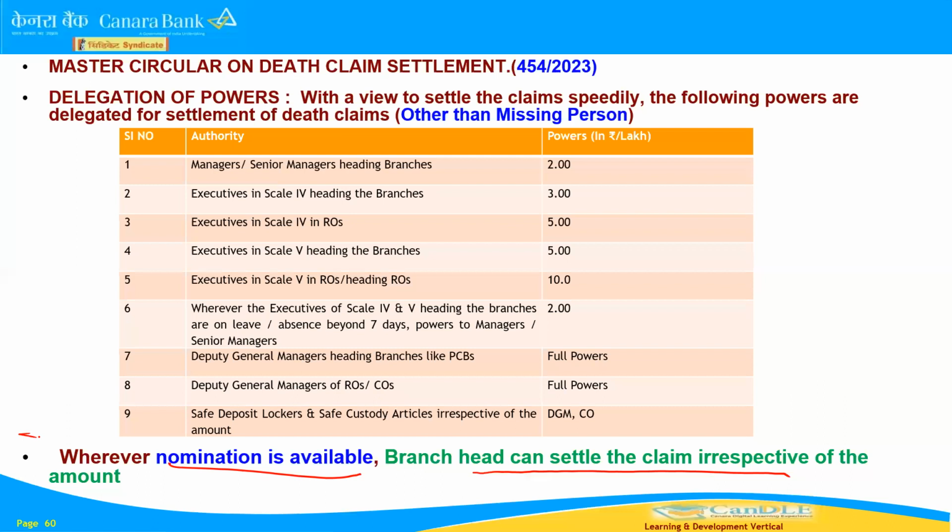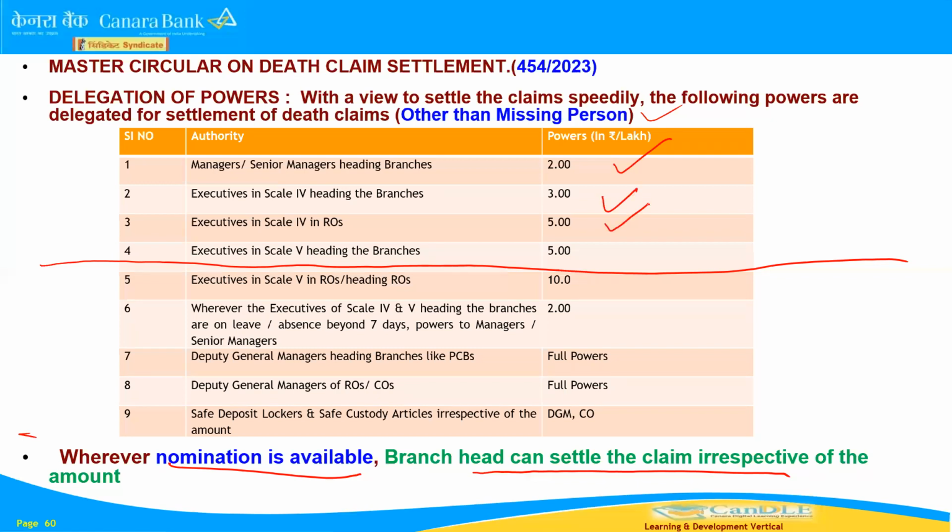If nomination is not there, then delegation of powers has been given. Other than missing person cases, where guidelines are different, there are powers. Try to remember at least up to here. Managers, senior managers, generally in your branch, you can remember like this: 2 lakhs. Most of you are working in branches. Your branch manager's DOP is 2 lakhs. Scale 4, 3 lakhs. Scale 4 sitting in RO, 5 lakhs. Scale 5 heading a branch, 5 lakhs. Scale 5 heading RO, 10 lakhs. Try to remember up to here.